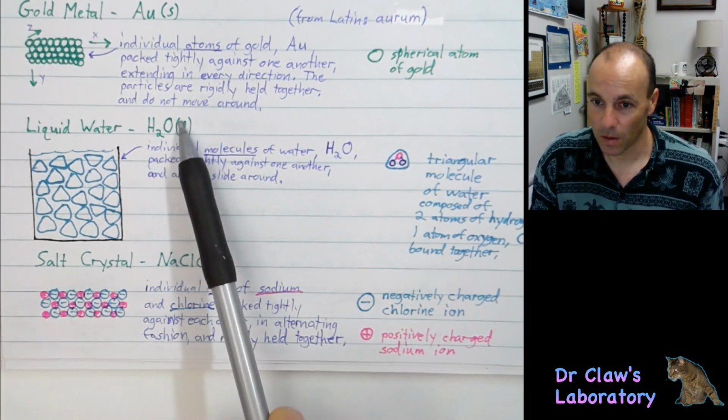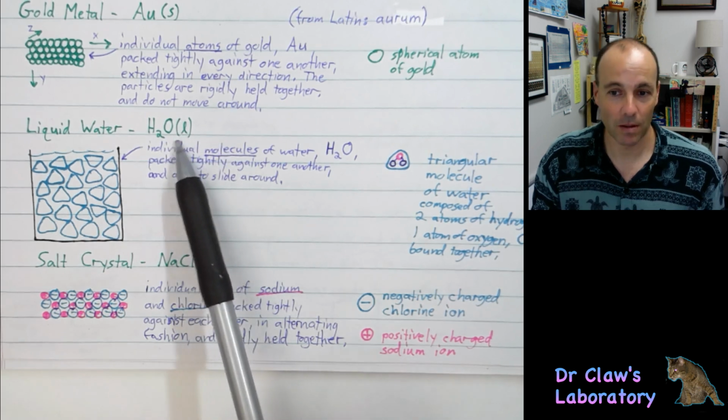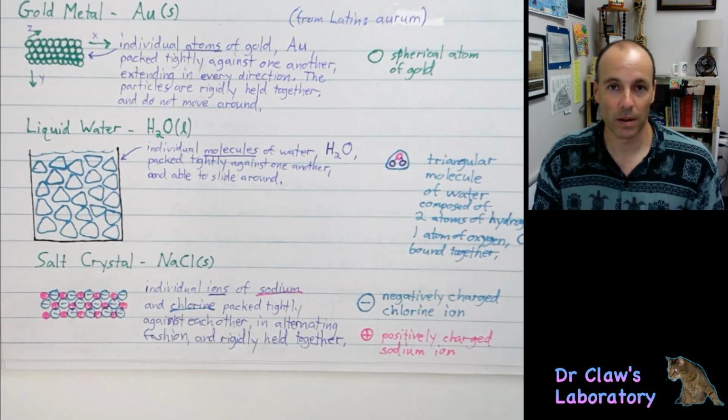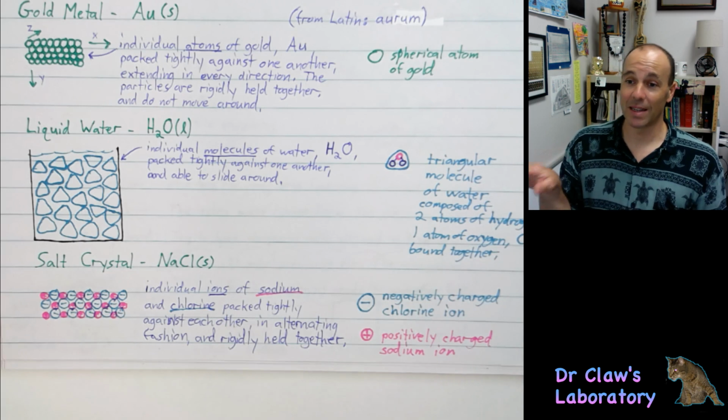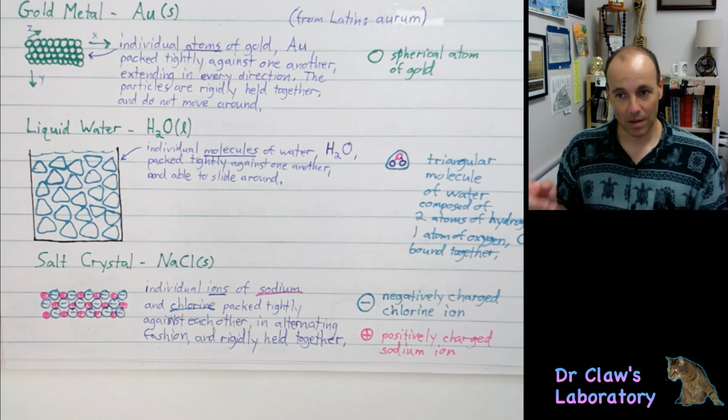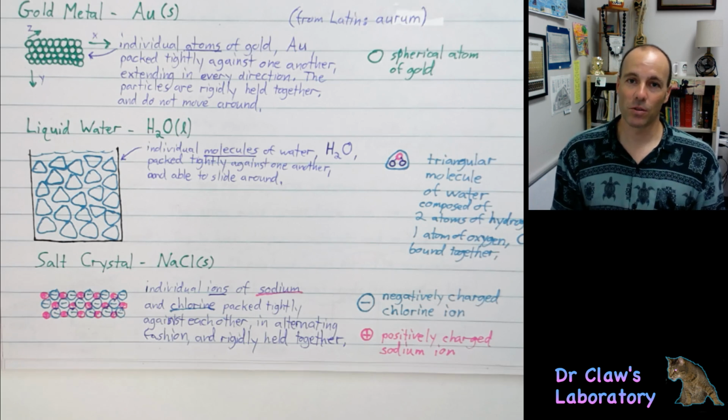Now, since the particle is composed of 2 hydrogens and 1 oxygen, the formula for water is H2O, and in parentheses L, because we're talking about liquid water here. If we were talking about a solid piece of ice, it would be H2O and in parentheses S. Or water vapor, it would be H2O and in parentheses G.